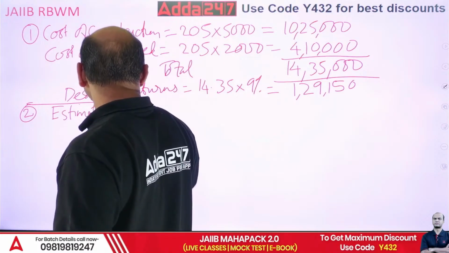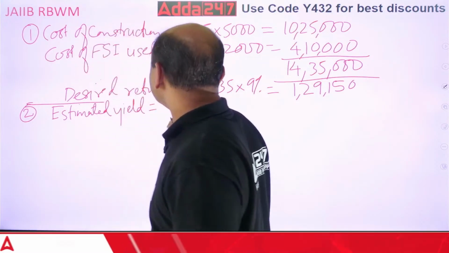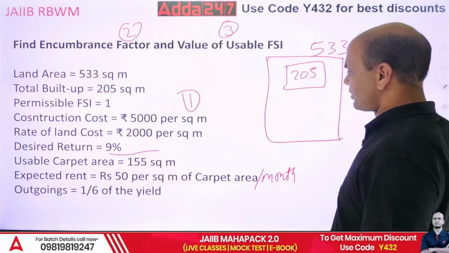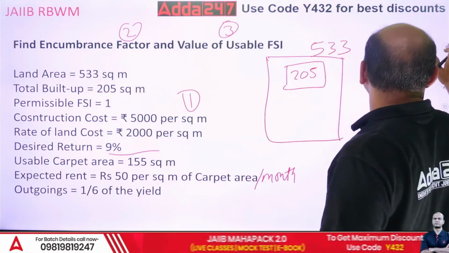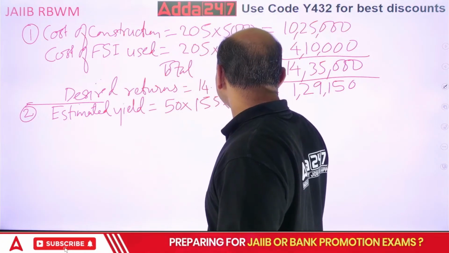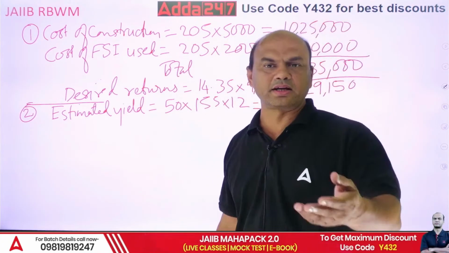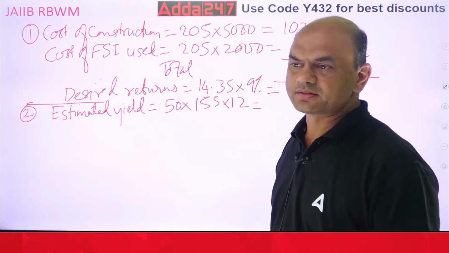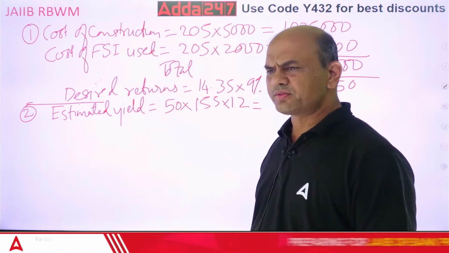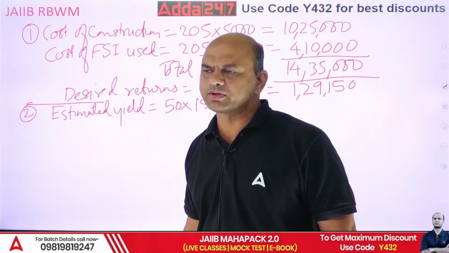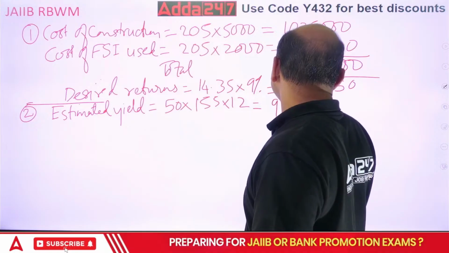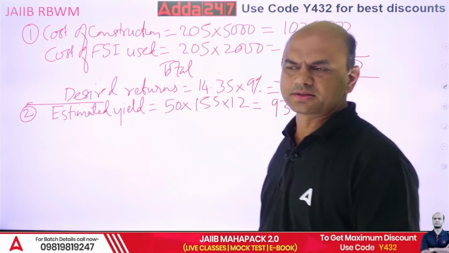So estimated yield is equal to 50 into 155 into 12. Okay, so that is my estimated yield. What is it? Everyone, get the answer. It is 93,150. In the comments I am seeing, students are giving me 93,000. Okay, correct, it is 93,000.